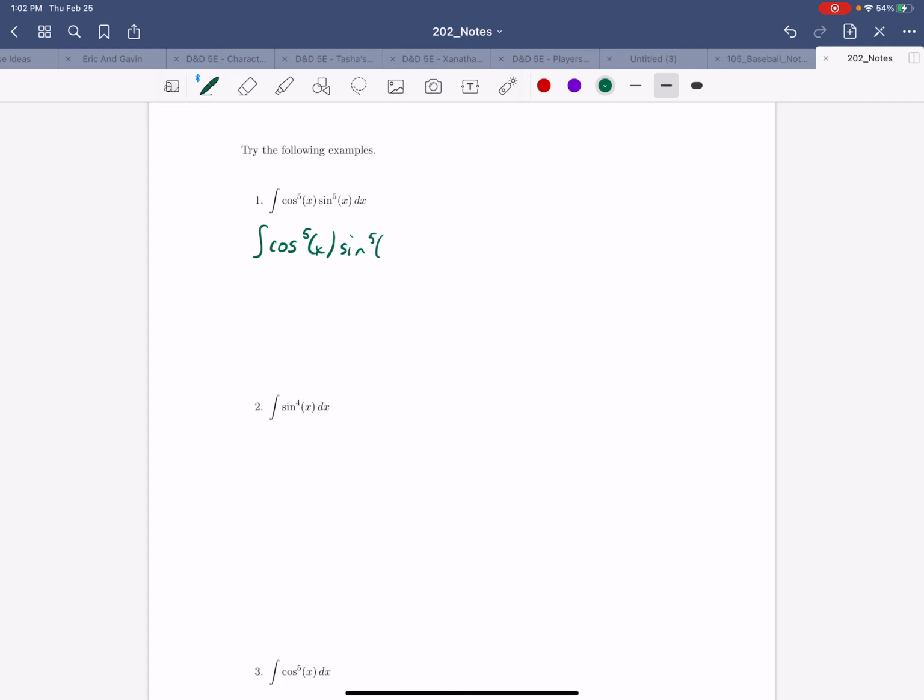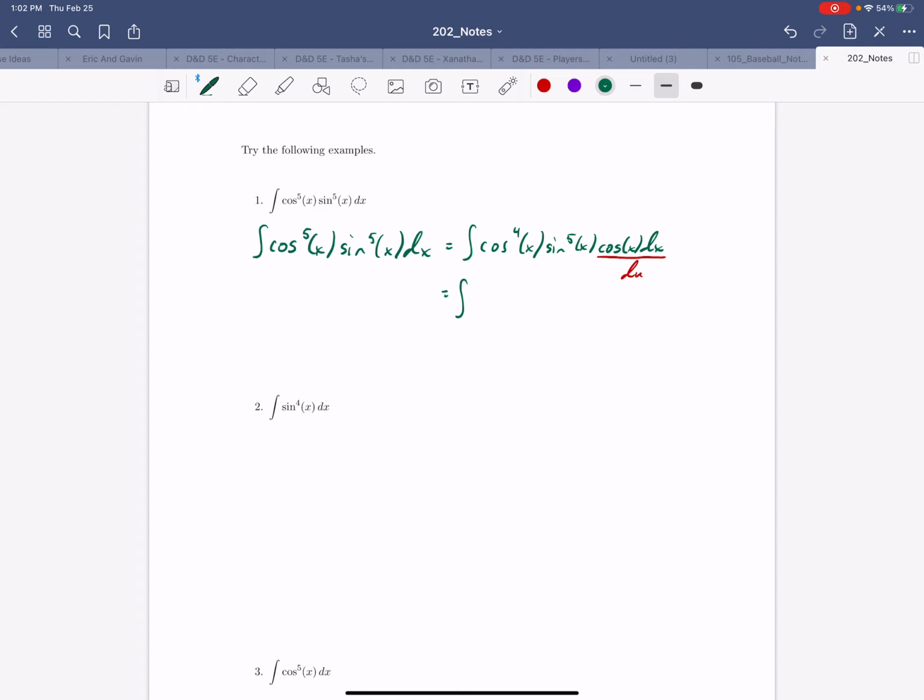Now, just to be clear, you can save a copy of sine. It's totally fine, you'll get the right answer. You just have to worry about a negative with the du. So we're going to save a copy of the cosine, right? So that becomes cosine to the fourth, just to be clear. There's my extra copy of cosine. Right, just like that. And remember, this is going to serve as our du. Okay?